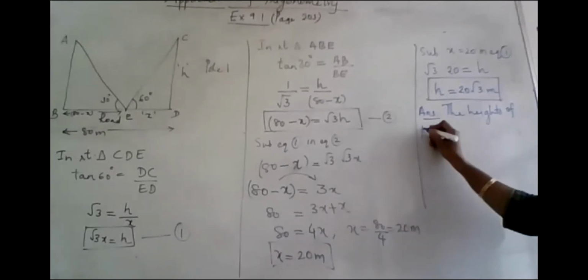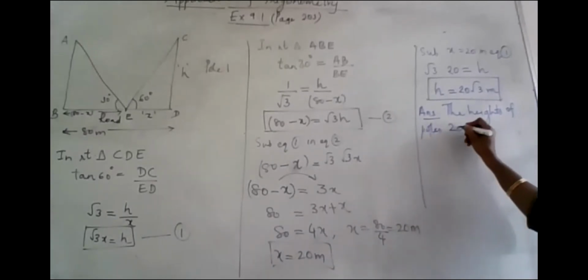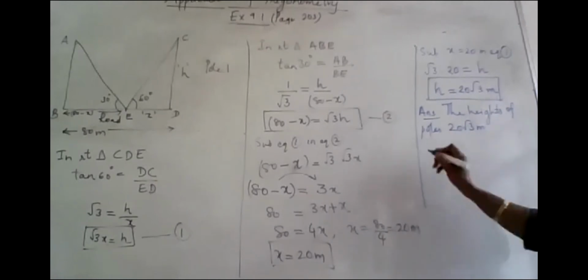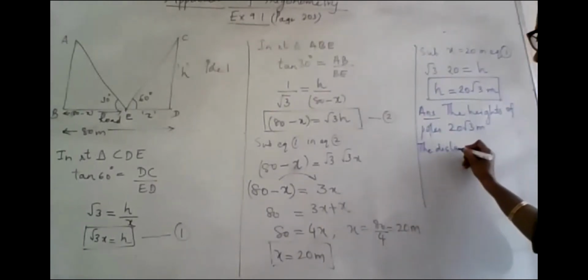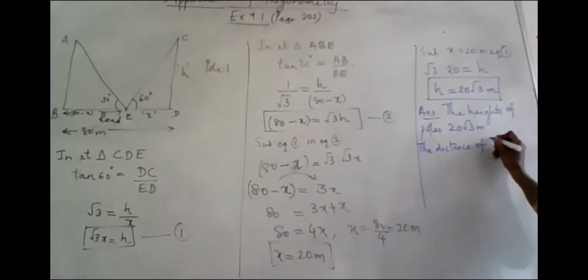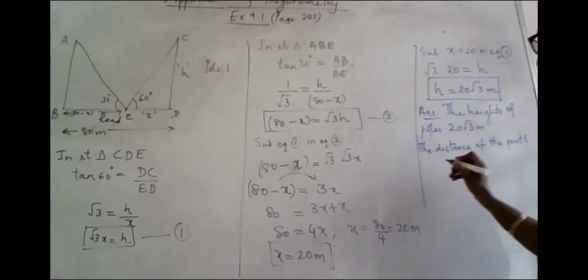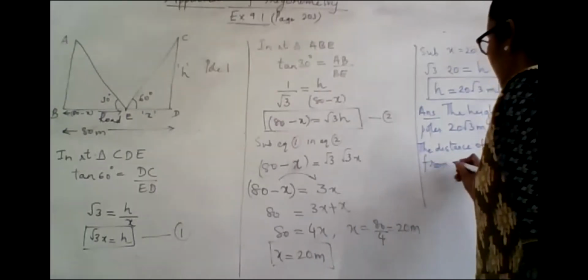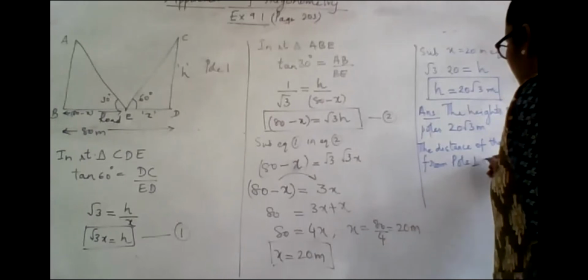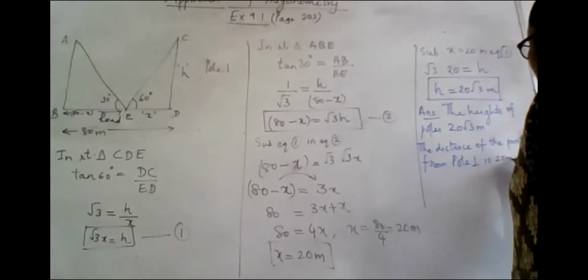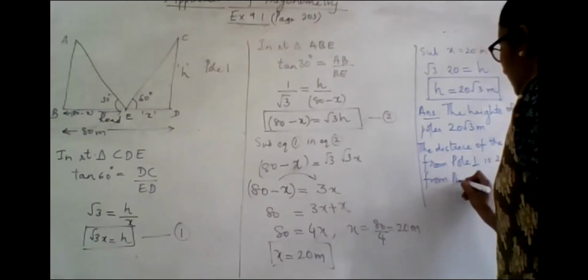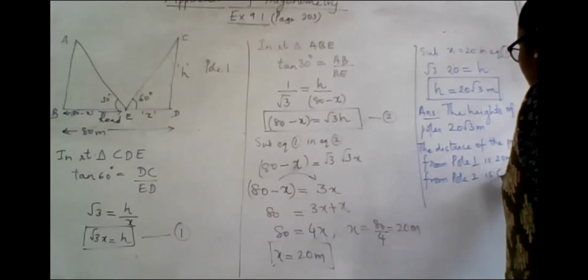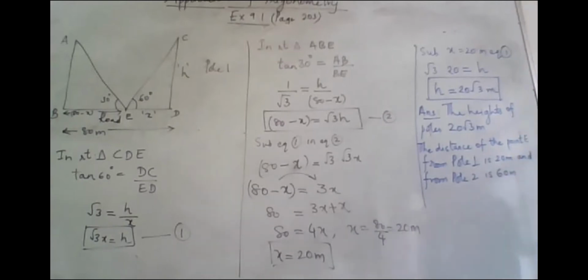Heights of poles are 20 root 3 meters. That is the first one. And the distance of the point, which is the point E, from pole 1 is 20 meters, and from pole 2 is 60 meters. 80 minus 20, so you get 60 meters.